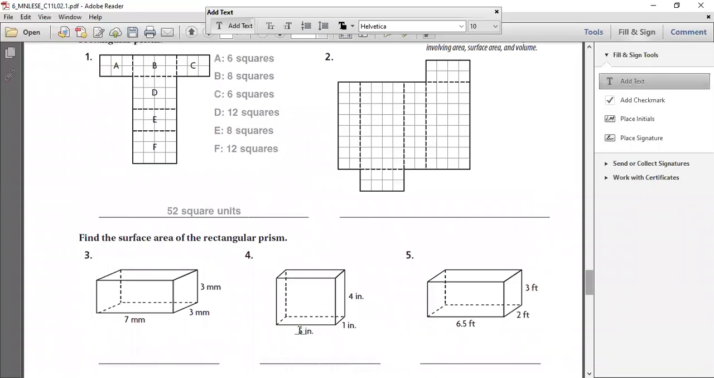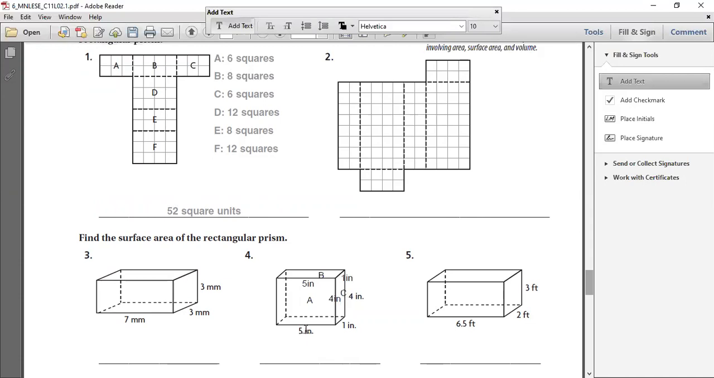So let's start from here. If this length is 5, of course the opposite side of that is also going to be 5 inches. If the height is 4, the opposite side of that is also going to be 4 inches, right? And if the width is 1, the opposite side of this short side is also going to be 1 inch. Fine. So now we have the measurements, so let's name them as face A and face B and face C.